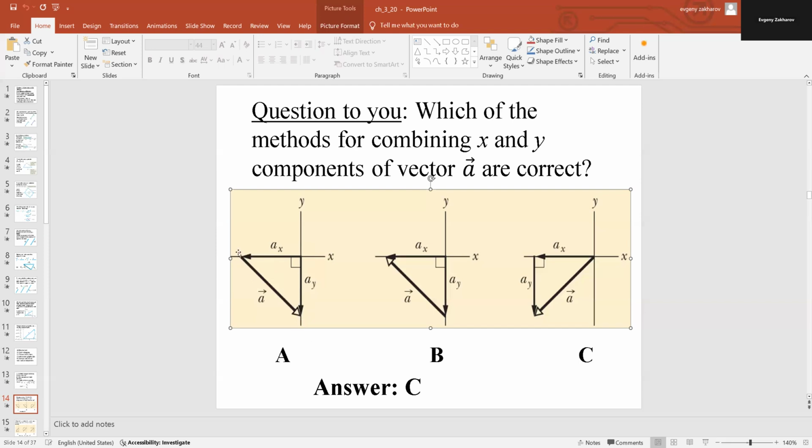And what do you see here? You see that there is an attempt to do the parallelogram method, but there is a mistake in this method, because remember, for the parallelogram method, you start everything from the same point. And the final vector sum comes from something else. It's not the original point where the two components start from. So what's incorrect for option A is the diagonal. It's the wrong diagonal.